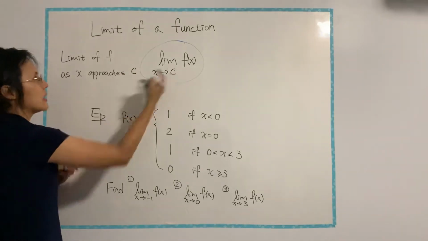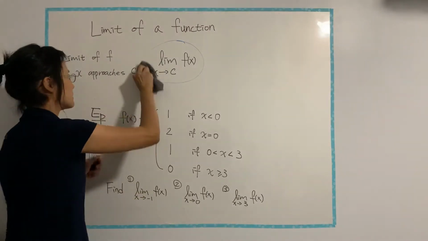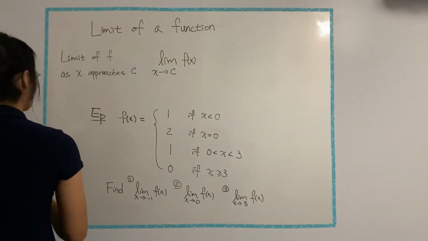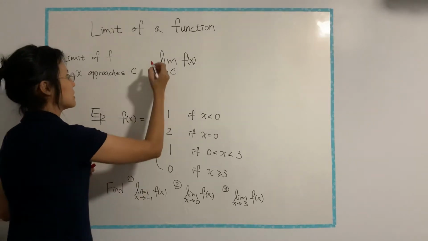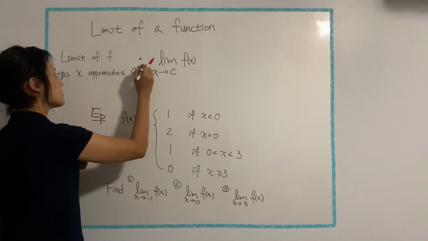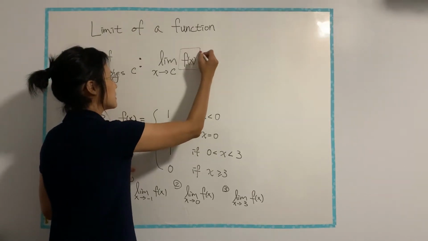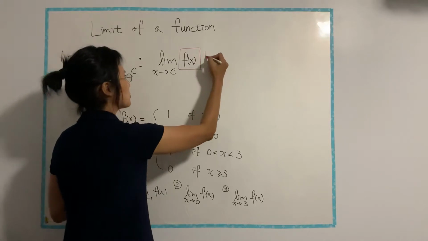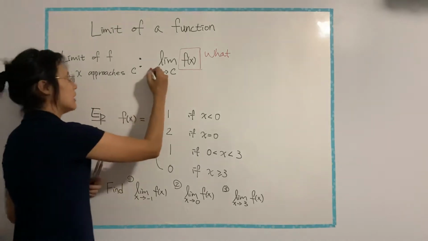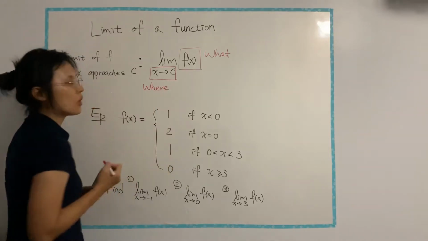So c is given, f is given. Right now, I want to emphasize the most important ingredients you should never forget when you write limits of a function. The whole thing looks like this, and you should always contain this, because f tells you what you are looking at. x approaches c tells you where you are looking.